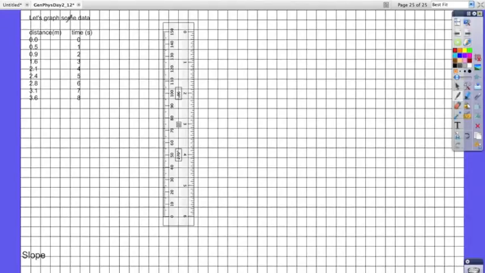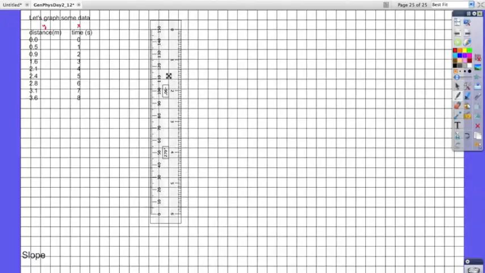Okay, we're going to graph some data. We have distance and time. We're going to do a distance versus time graph. So distance will be on our y-axis and time will be on our x-axis. So I'm going to take my ruler and I'm going to draw my vertical axis. Hopefully this will make a nice straight line for me.